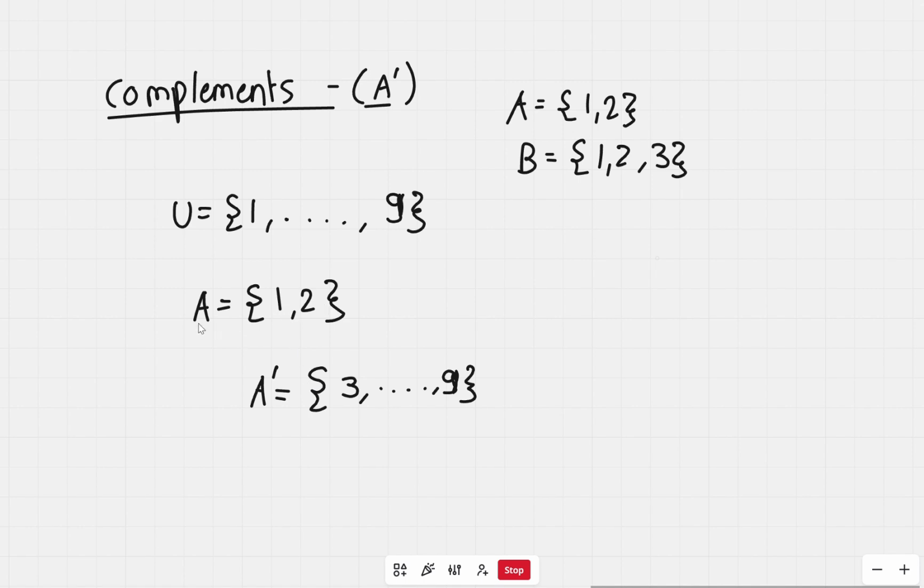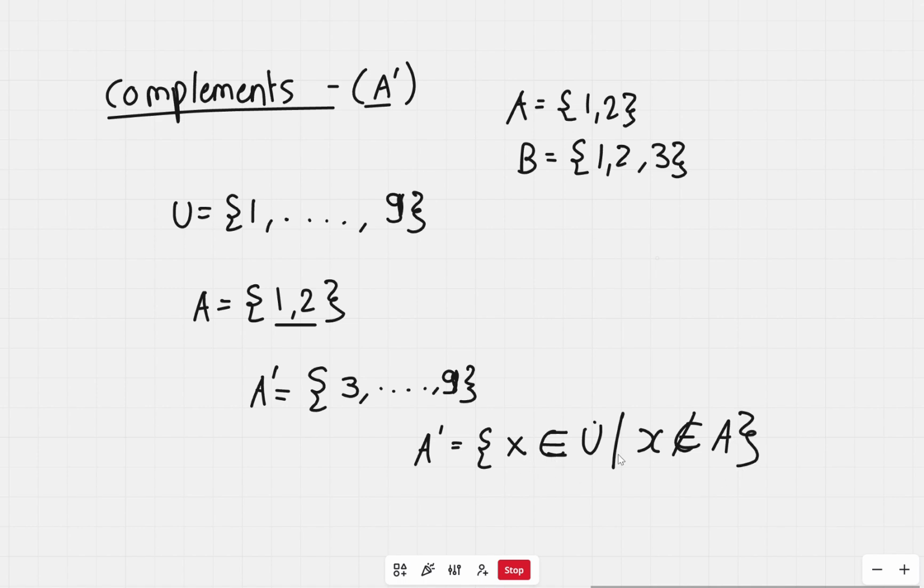So 1 and 2 were present in A, hence they are not present in A complement. There's also a formula to calculate A complement, which is a very basic formula: A complement is basically X, where X is a variable element, such that X belongs to U, but X does not belong to A.